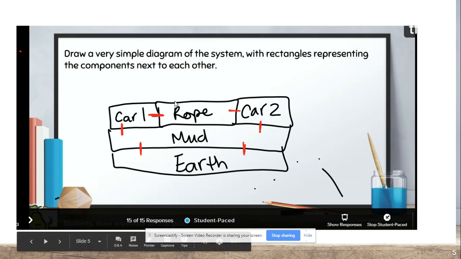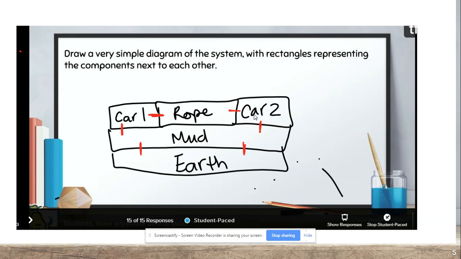Notice that car 1 and car 2 don't physically touch each other. They don't come into contact with each other directly. So there is not a contact force between car 1 and car 2.